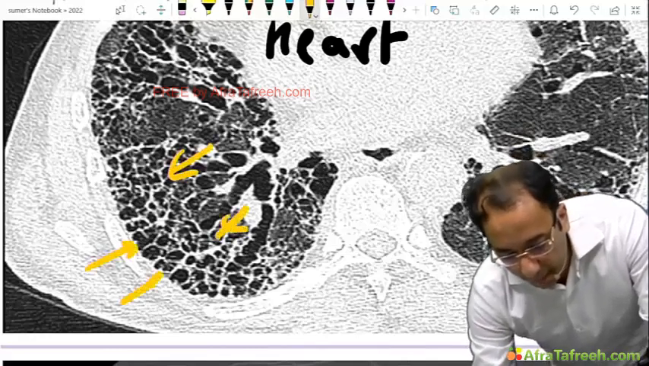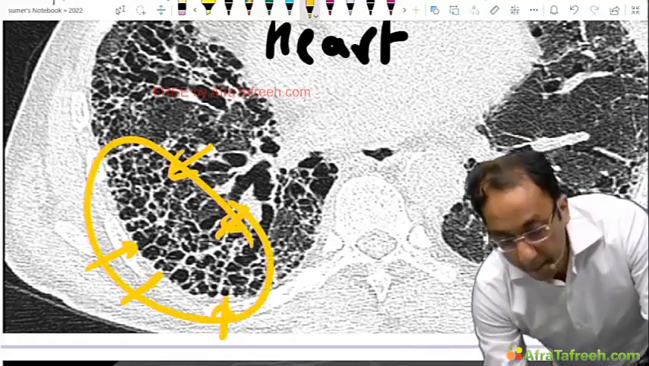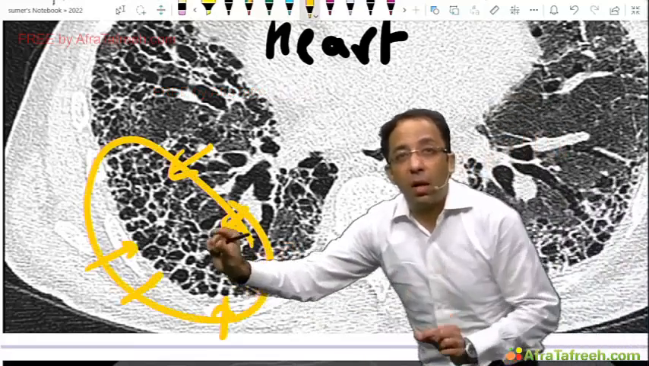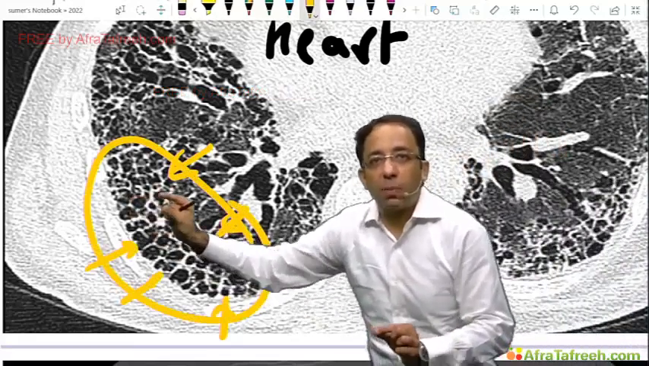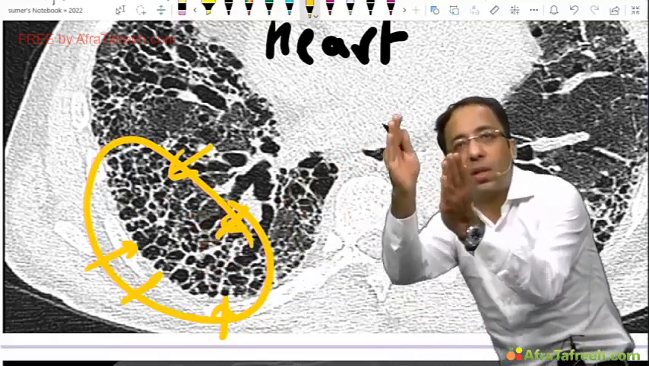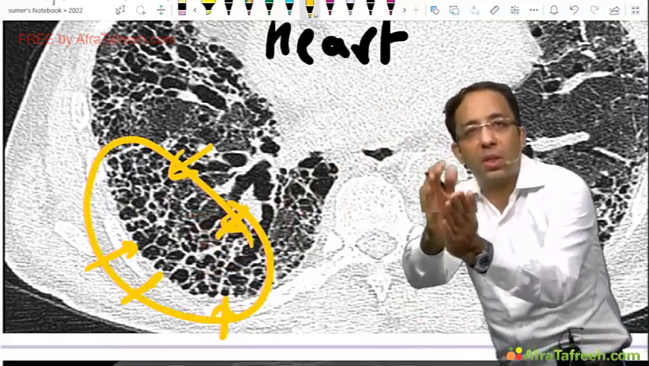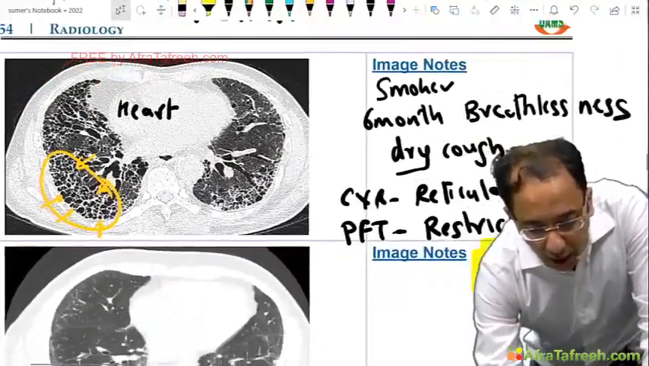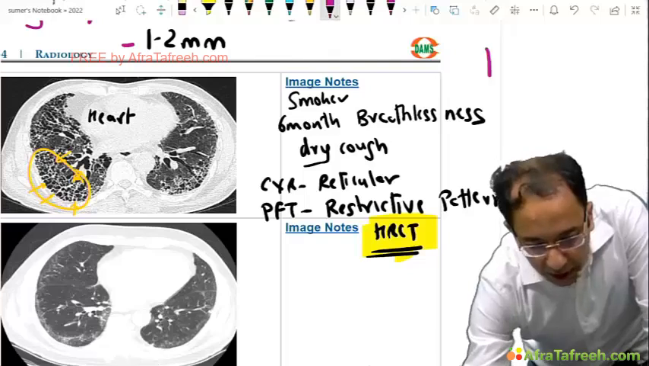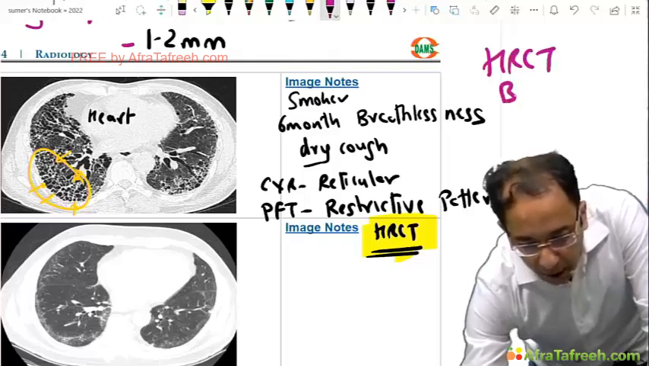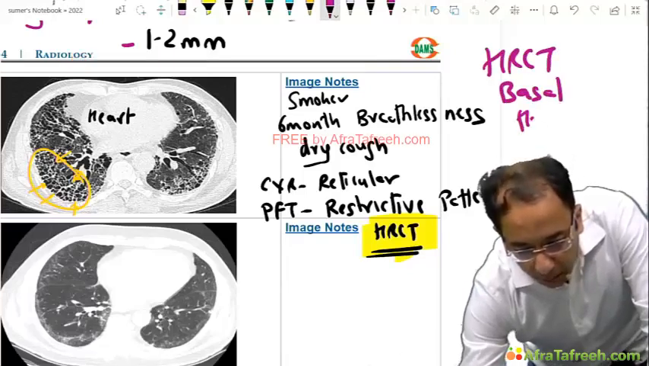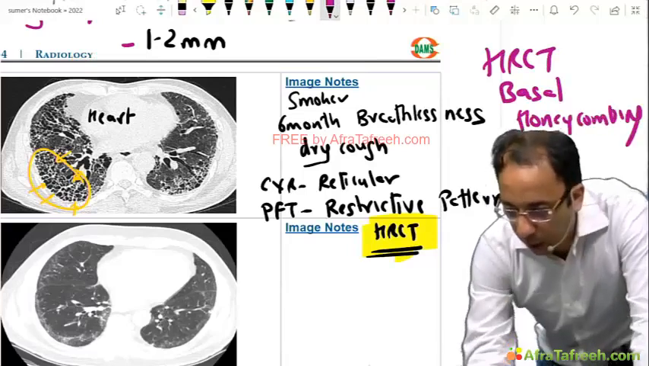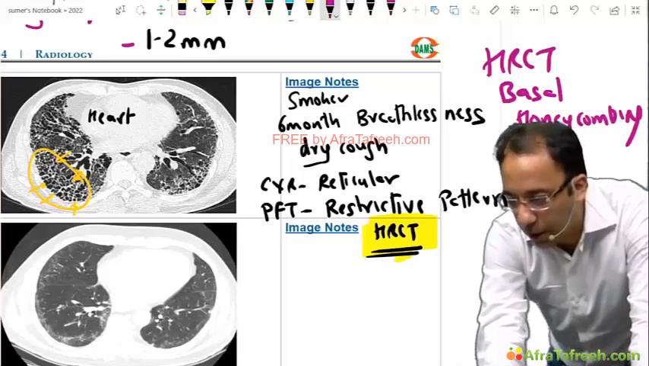Can you see there are round spaces, black spaces with thick walls, one over another, cysts sitting one over another, stacked, non-communicating. This is what is called honeycombing. So the HRCT is revealing basal honeycombing. So the lung base has a honeycomb appearance.